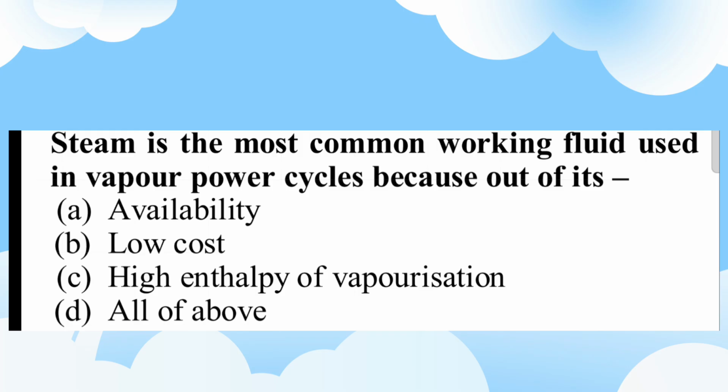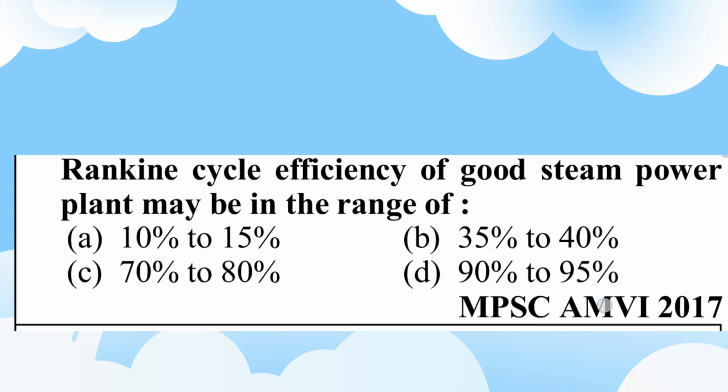Steam is the most common working fluid used in the vapor power cycle because of its A. Availability, B. Low cost, C. High enthalpy of vaporization, D. All of the above. D. All of the above.